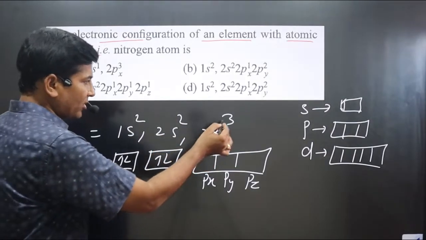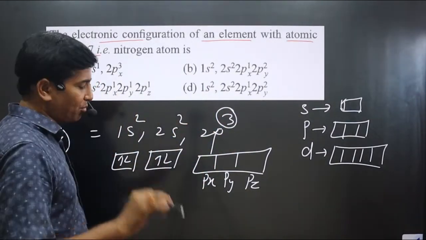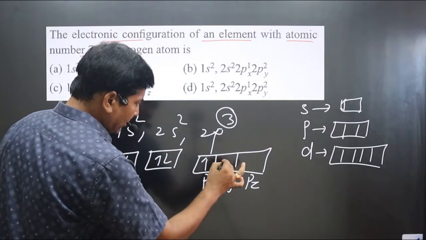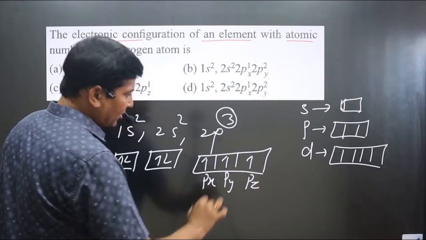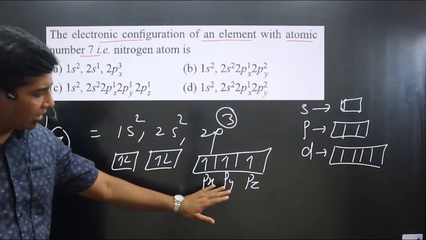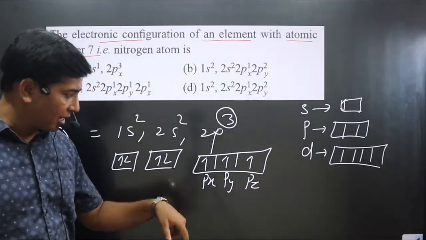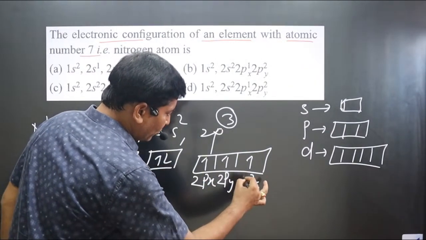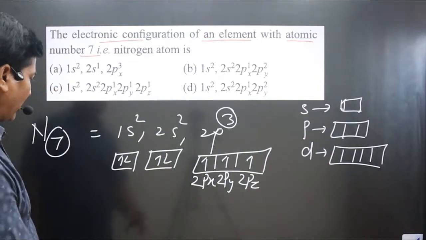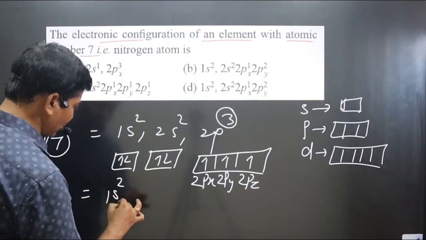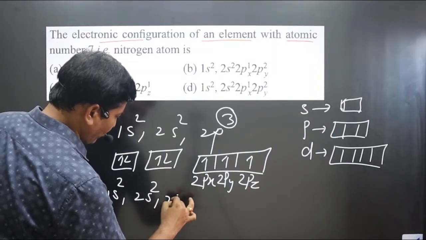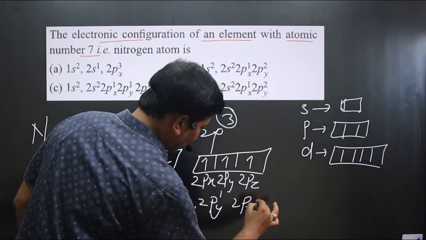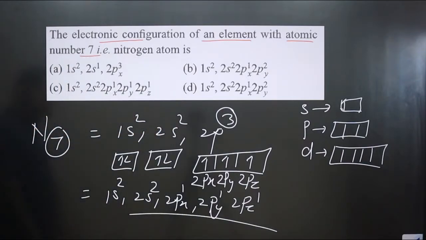3 electrons are there in the p subshell, so we start filling electrons singly: first spin, second spin, and third spin. So in general, if I have to represent the electronic configuration in the orbitals, it will be 2px1, 2py1, 2pz1. So the general electronic configuration we get is 1s2, 2s2, 2px1, 2py1, and 2pz1. This is the electronic configuration we have.